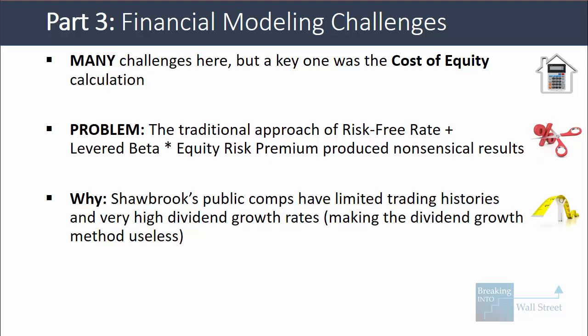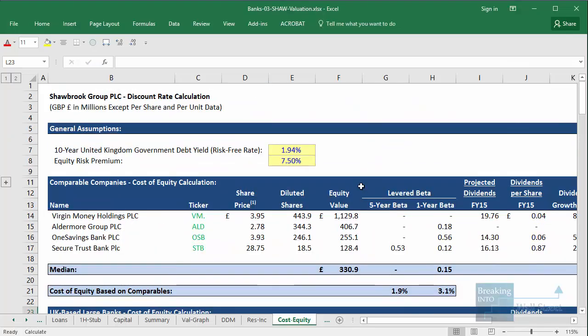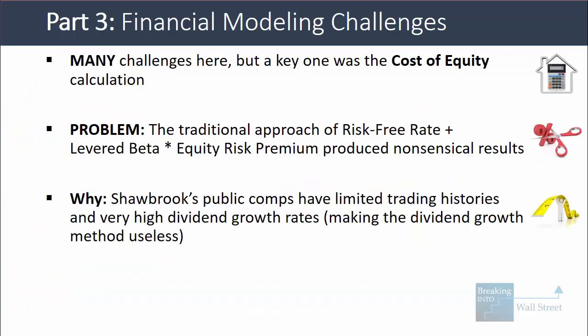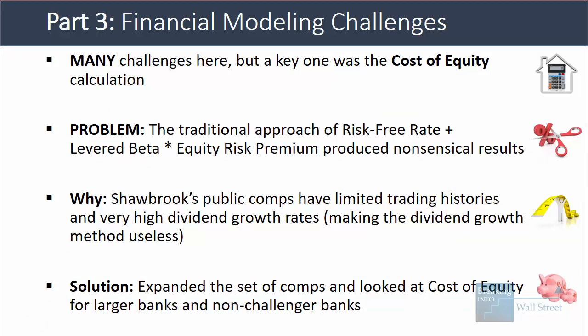The problem is that all the companies' comparables have limited trading histories and very high dividend growth rates. Some of these companies don't even have a figure for 1-year beta because they just went public very recently as of the time of this case study. And then pretty much none of them have anything for 5-year beta because they just haven't been public companies for long enough. So we had to take a somewhat different approach. And as I said, we just expanded the set of comps and looked at cost of equity for a wider set of banks.